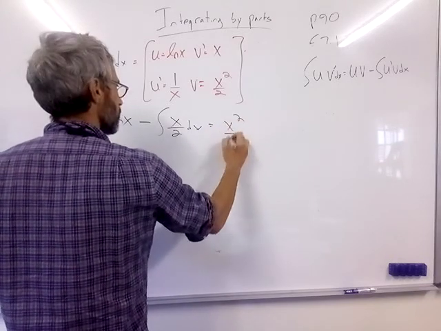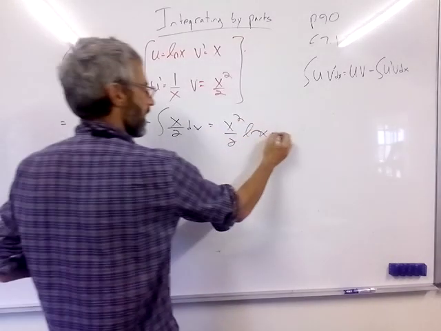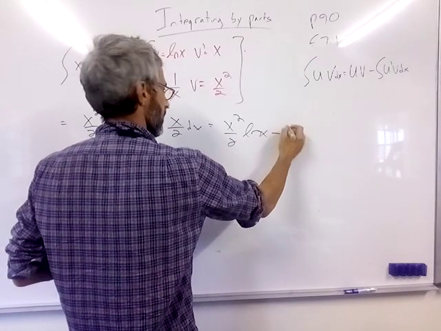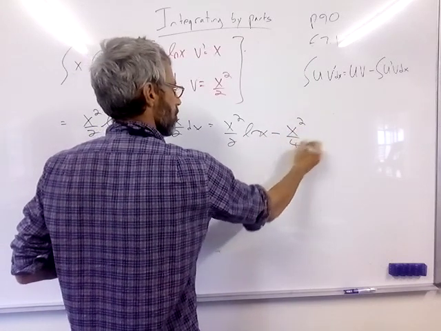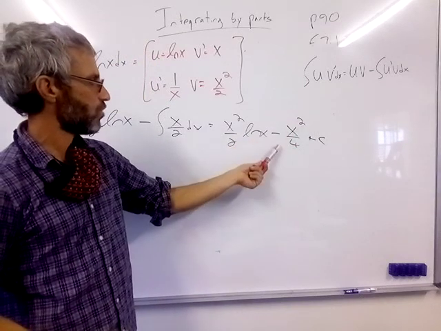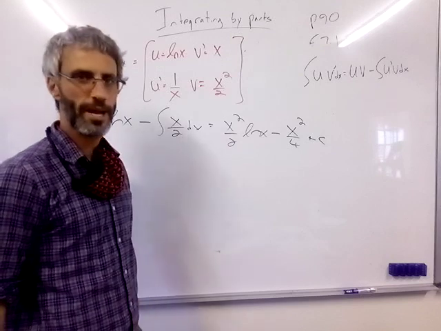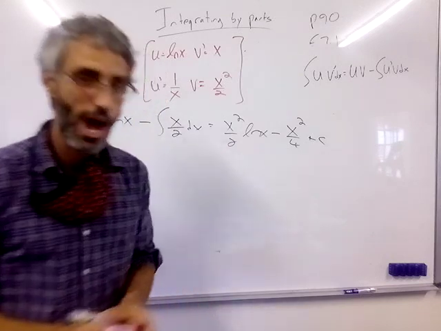So x squared over 2 ln x, not a nice term, minus x squared over 4 plus c, right? But differentiate that, the 2 comes out, 2 divided by 4 is a half, all good. Cool, eh? Let's move on to the last one.